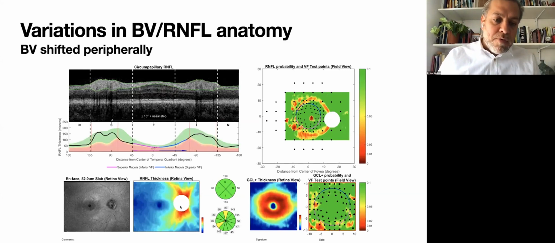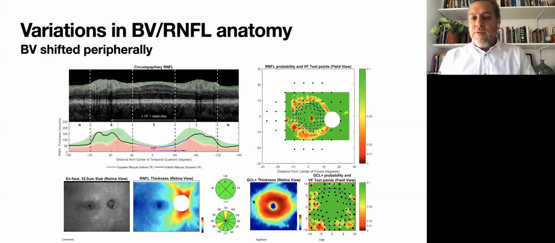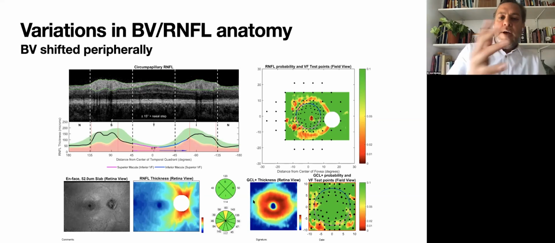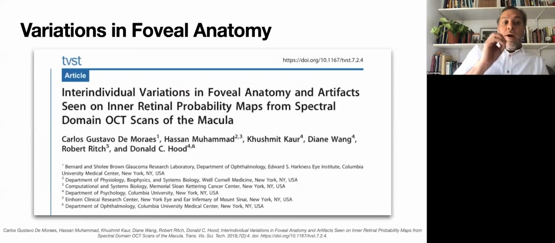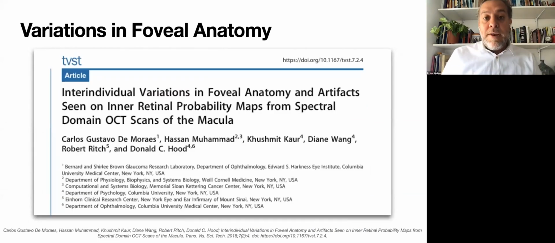You will have to see the topographic view: it's normal, the en face image is normal, the RNFL thickness is normal, and the GCL distribution is also normal. So this is not a real defect. This is what we call red disease, because of the RNFL anatomy and the blood vessel shift a little bit to the periphery. There are variations also in the foveal anatomy.